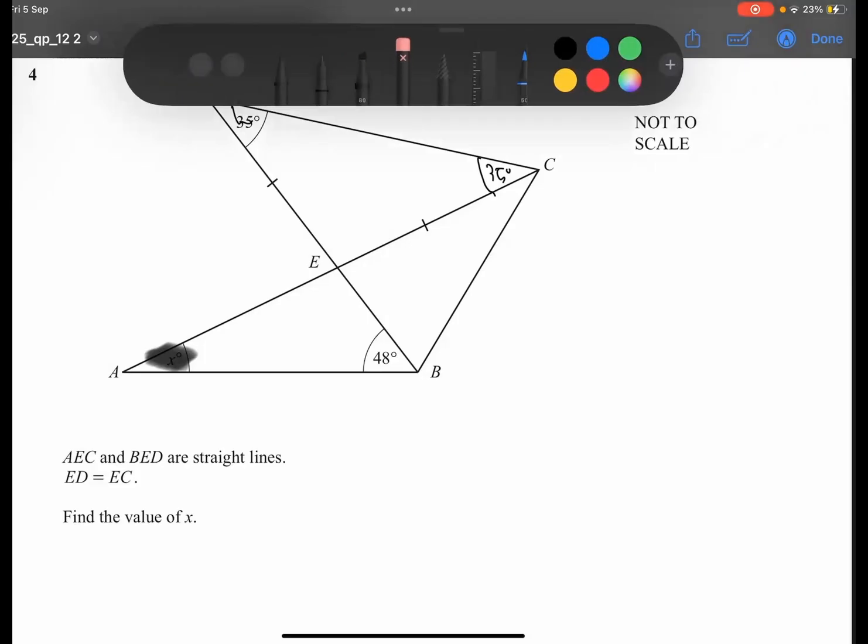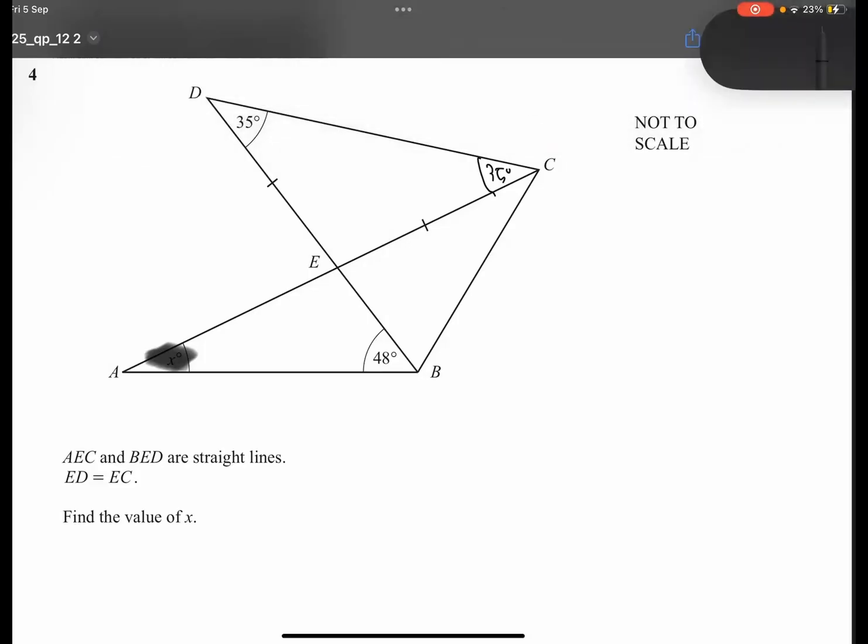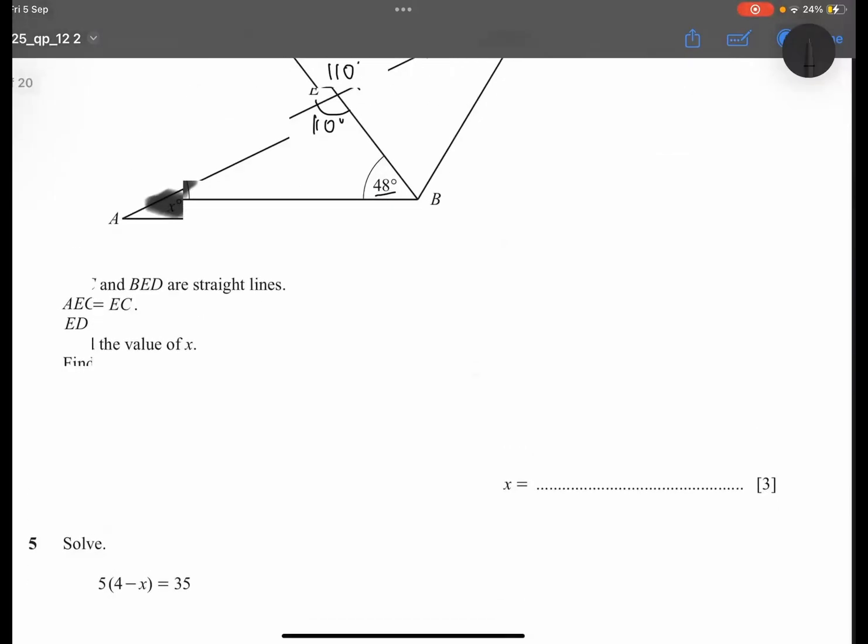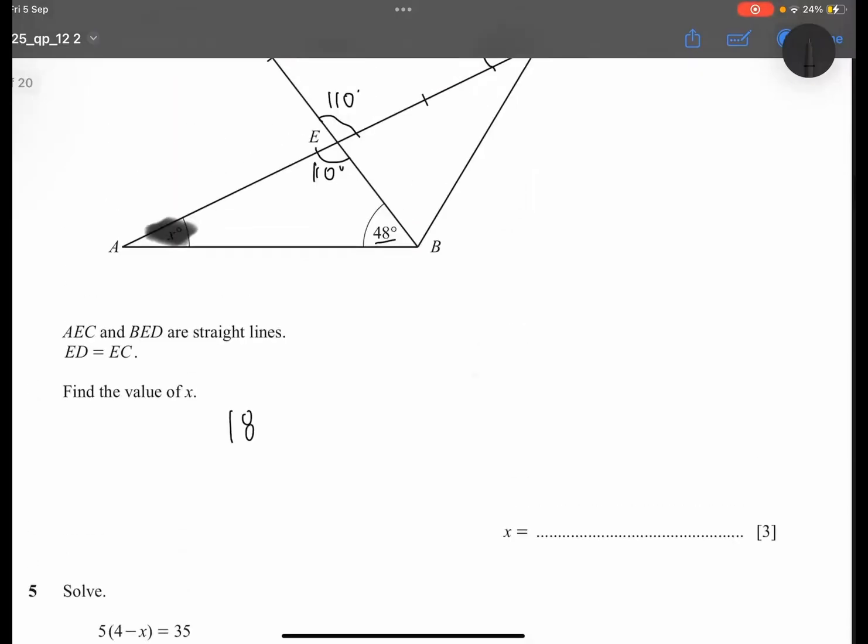Now all the angles inside a triangle add up to 180, right? So 180 minus 35 plus 35. This would be 110. Now since this angle is 110 and both of these are opposite, opposite angles are equivalent. So this would also be 110. Now we already have this angle which is 48. So 110 plus 48 would be subtracted from 180. So it should be 22 degrees.